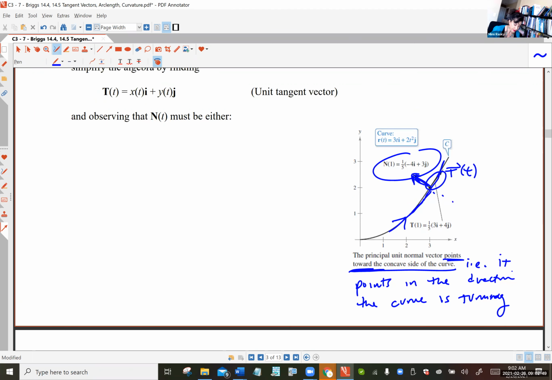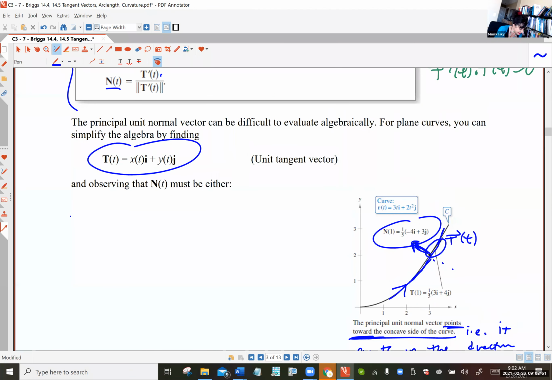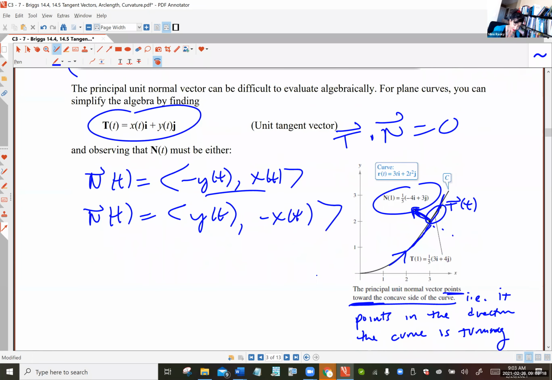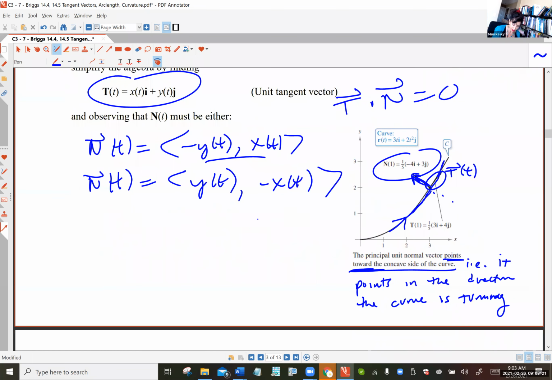Fine. So if you had your big T, there's only 2 choices that big N could be: negative y, x, and you can test it. Take a look at what big T dot product N would be. It would be 0 if this were your big N, but the other choice would be y of t, negative x of t. And for this picture that I have here, just for this picture, only one of these is going to work. And it's actually going to be this one for that right there.